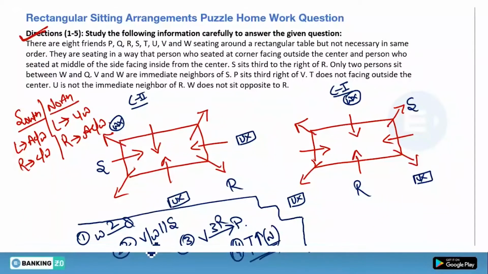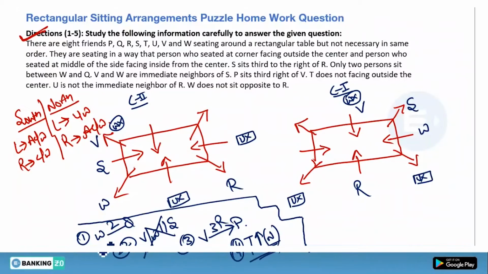We know that V and W are immediate neighbors of S, so W is blocked here, so V will come here and W will come here. Similarly in case number 1, V will come here and W will come here. This hint we have used, so we will cross it.